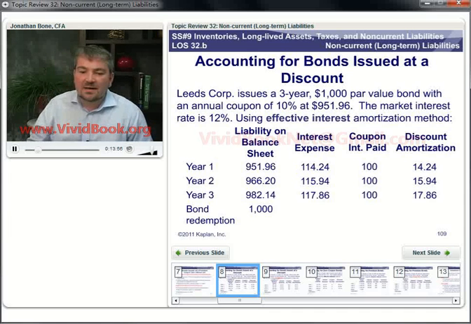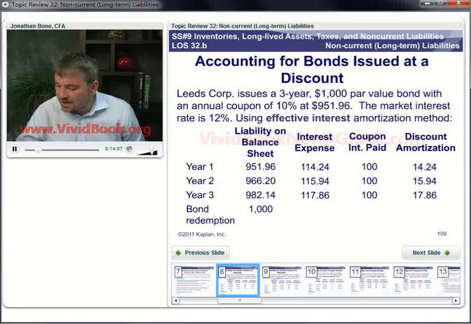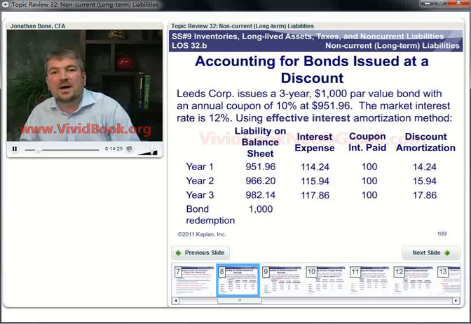Okay, so that's essentially our first method of doing it with effective interest. With straight line interest, we just take our discount, so $1,000 par value minus your 951.96. You say your total discount is 48.04, and you just divide that by 3, and you'd have a discount amortization of 16.01 for every year of the bond's life. Okay, now notice as well, when we do amortization of a discount, our interest expense in the income statement increases over the bond's life because the liability is growing each year.